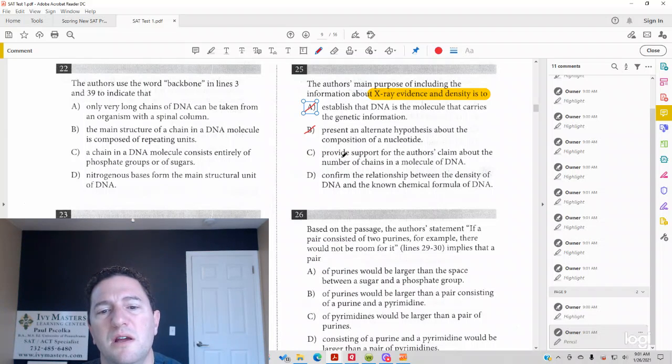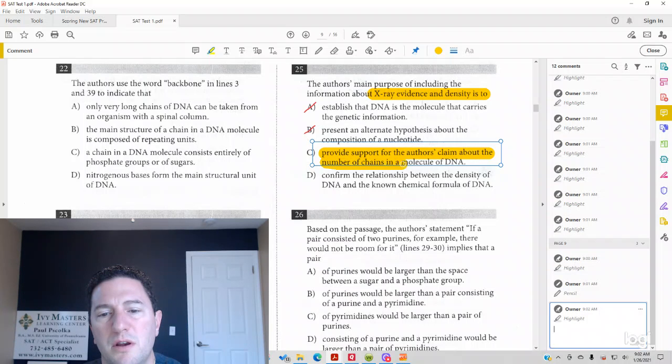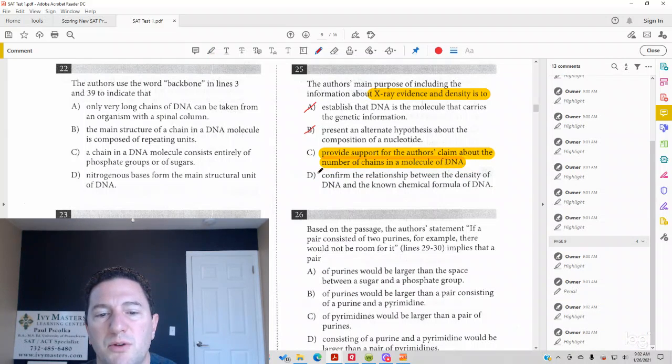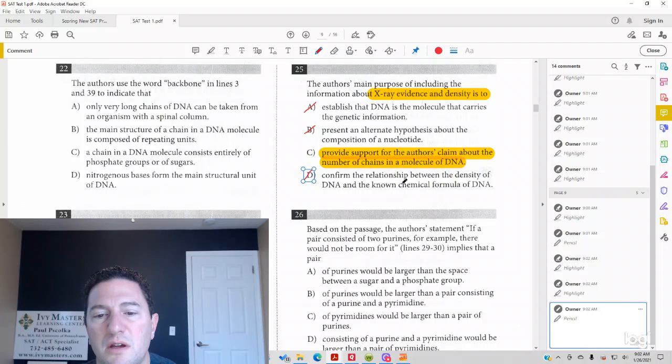Answer choice C. Provide support for the author's claim about the number of chains in the molecule of DNA. Yes, it is providing support for the author's claim that there are two, which is the number of chains, in a molecule of DNA. Answer choice D, confirm the relationship between the density of DNA and the known chemical formula of DNA.